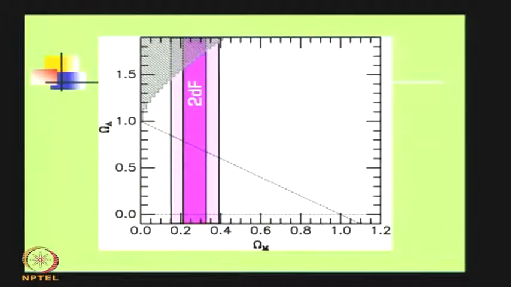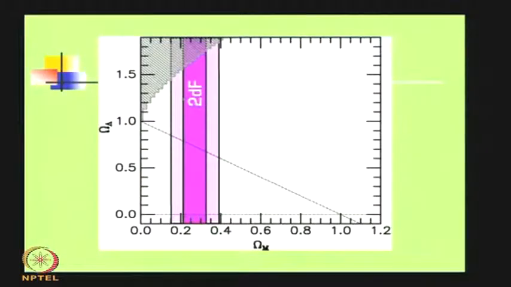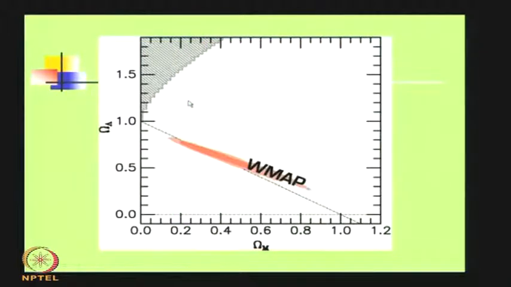These observations are of peculiar velocities. We have already discussed what peculiar velocities are. So these are basically the imprint of peculiar velocities on the galaxy clustering. They indicate that omega matter is around 0.3. So these are the confidence intervals. There are also observations of the cosmic microwave background radiation anisotropies from a satellite called WMAP, which is now in orbit, even now taking data.